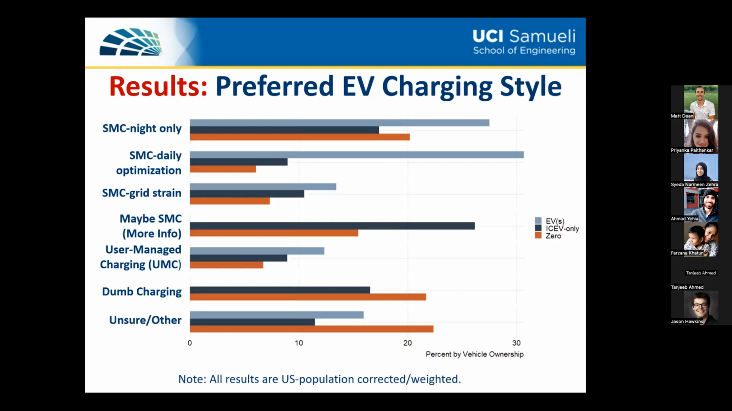After population weighting all of this, we find that there are differences between people who own an EV, have a gas engine vehicle, or currently don't have any vehicles. Those with an EV, shown in light blue, preferred supplier managed charging options on the top. Those with no vehicles are more unsure and/or would prefer unmanaged charging, or dumb charging, here. And about a quarter of gas vehicle owners are on the fence with supplier managed charging. They just need more information to feel comfortable giving up that control.